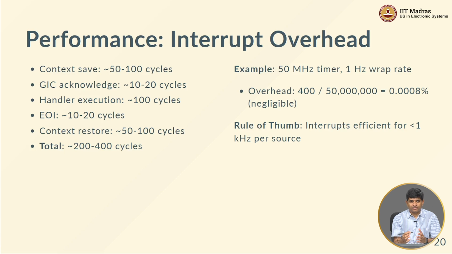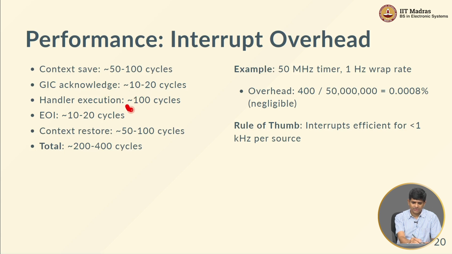So a couple of closing words regarding interrupts, at least before we go into the software implementation side of things. Interrupts typically tend to have quite a bit of overhead, and we can quantify that. The context save that happens when I get hit by an interrupt typically takes somewhere in the region of 50 to 100 clock cycles. Acknowledging the GIC, just to let it know that the interrupt has been received, not clearing the interrupt yet, takes around 10 to 20 clock cycles.